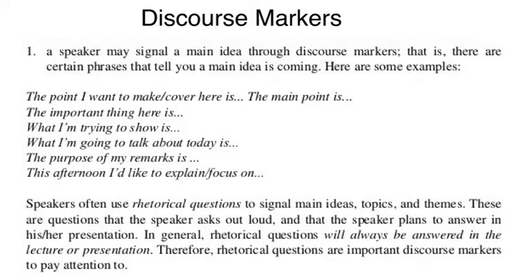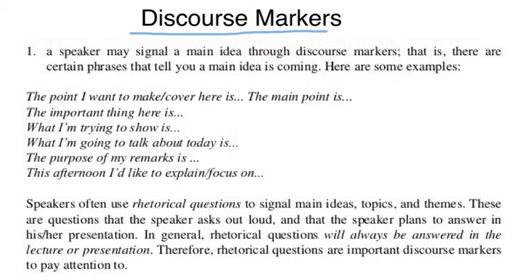So one of the first things you can use to help you identify main ideas when you're listening to a lecture is something called discourse markers. Discourse markers are basically just signal words or phrases that indicate when an important idea might be coming. Now, generally, when a speaker begins a lecture, they will start with some sort of a phrase to indicate what they're going to talk about.